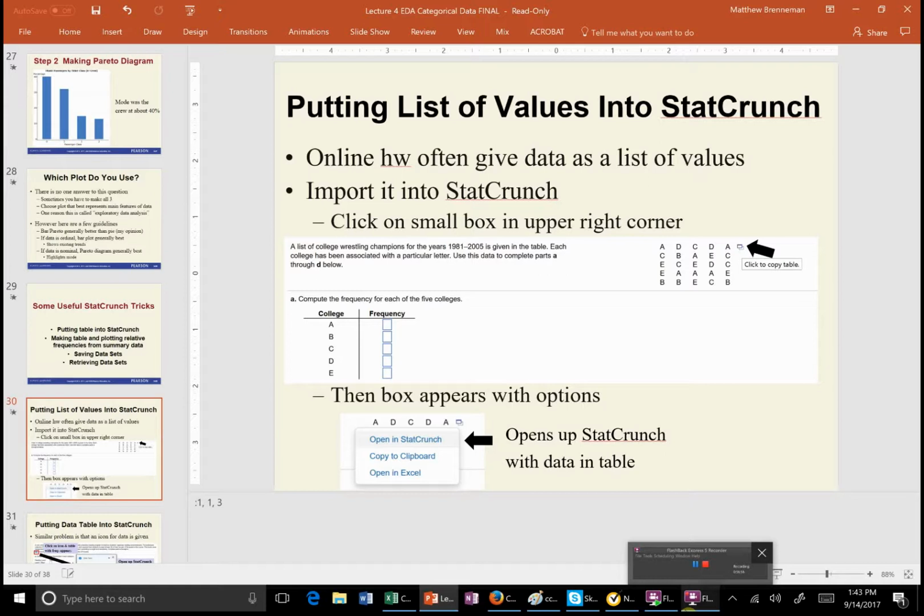And as soon as you do that, guess what happens? StatCrunch automatically pops up, and there's your data in a column. And you're all ready to go. So that's a nice little trick. Because what are you going to have to do next? You're going to have to compute the frequencies, okay? And you can count these by hand if you really want. But it's very tedious, and I don't know about you, but it's very easy for me to make mistakes doing that. I don't want to do that. Okay, so that's the first thing you're going to have to do.